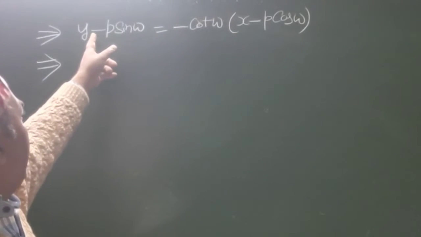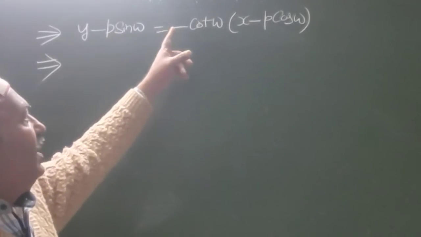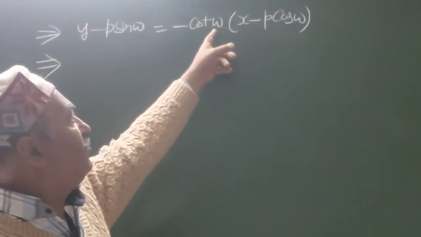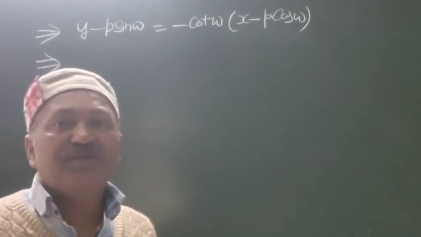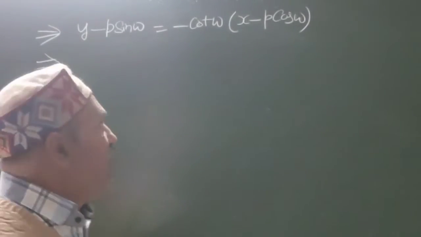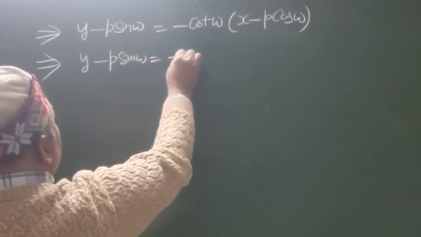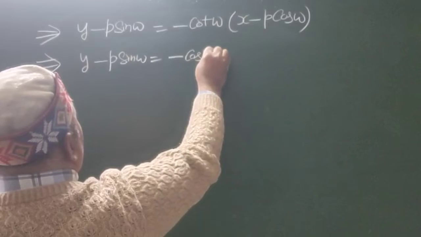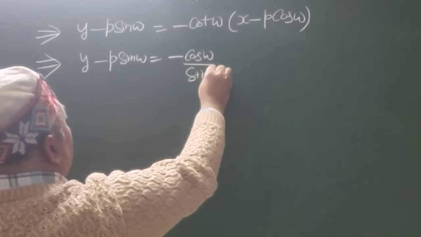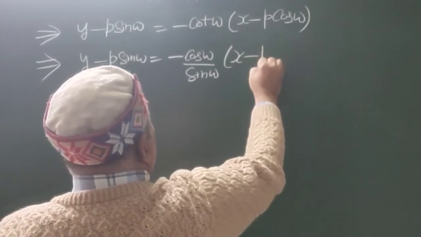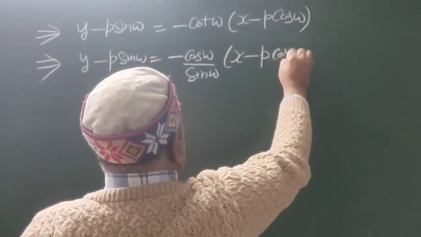Now y minus p into sine omega is equal to minus cot omega into x minus p into cos omega. This implies y minus p into sine omega is equal to minus cos omega upon sine omega into x minus p into cos omega.